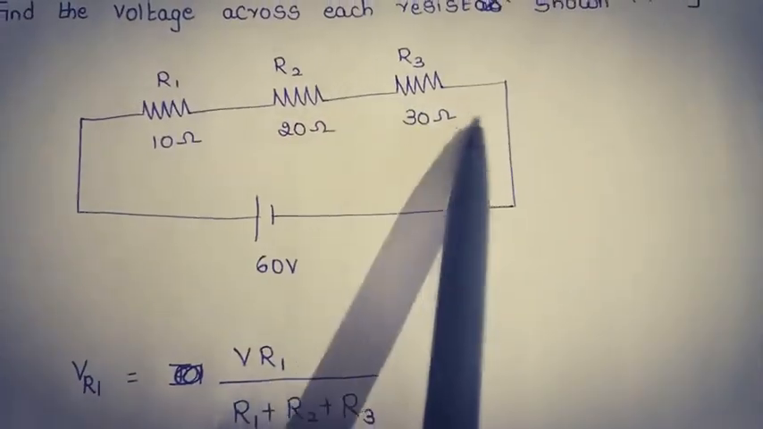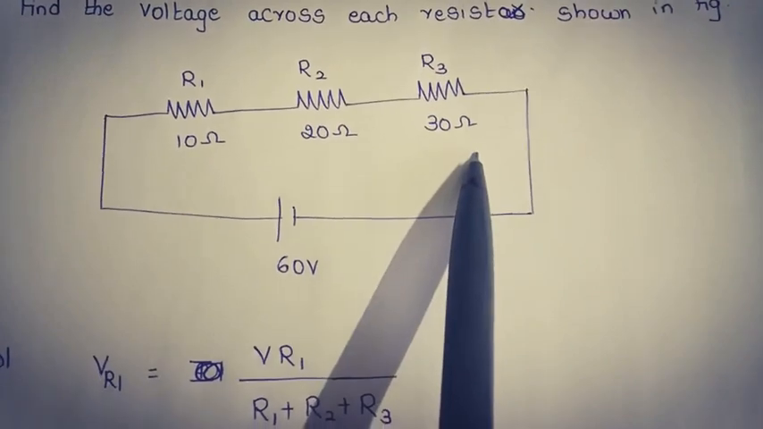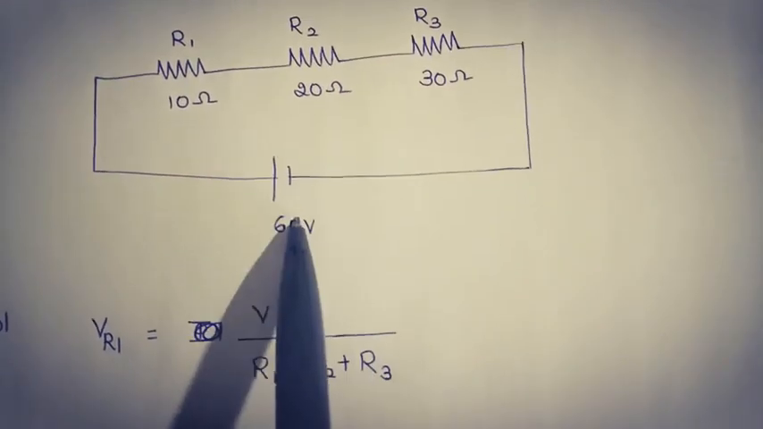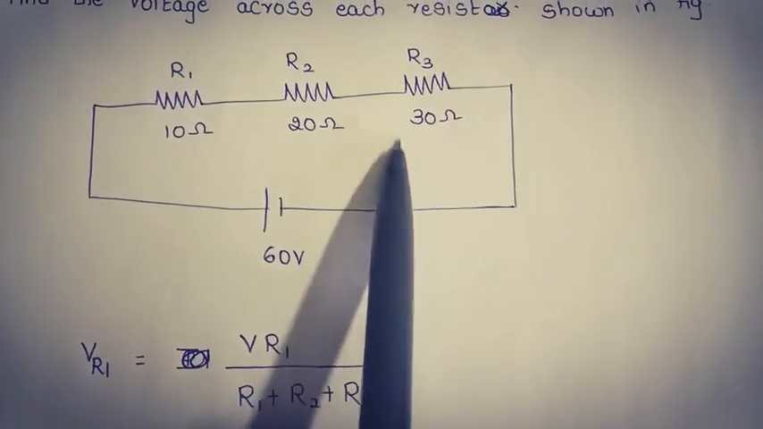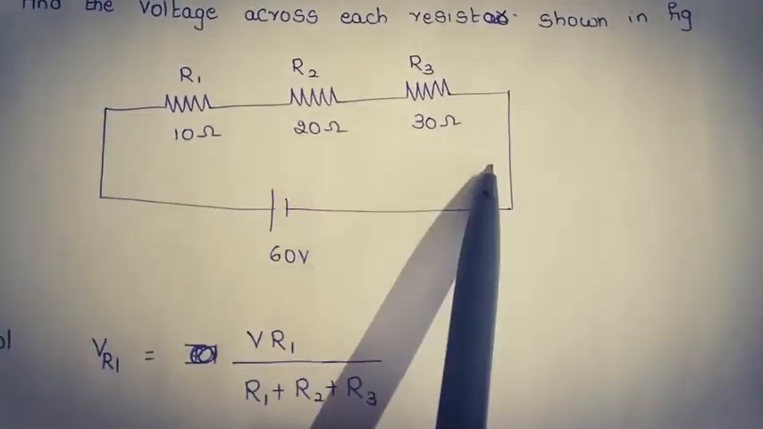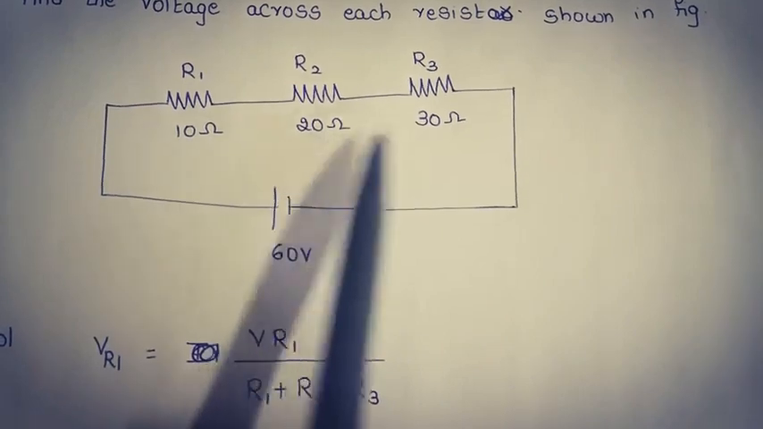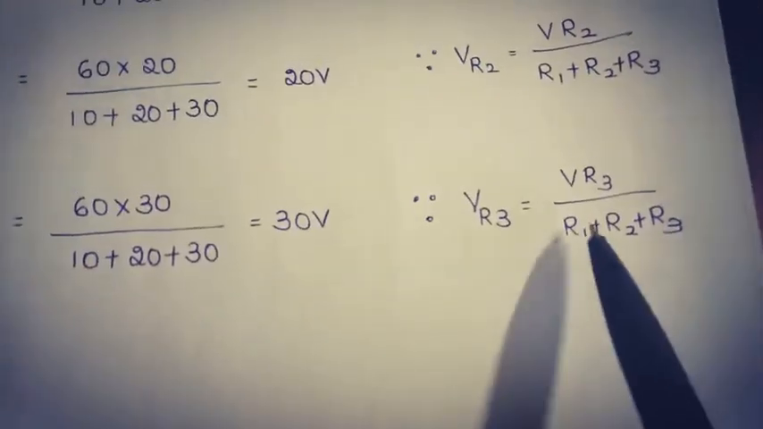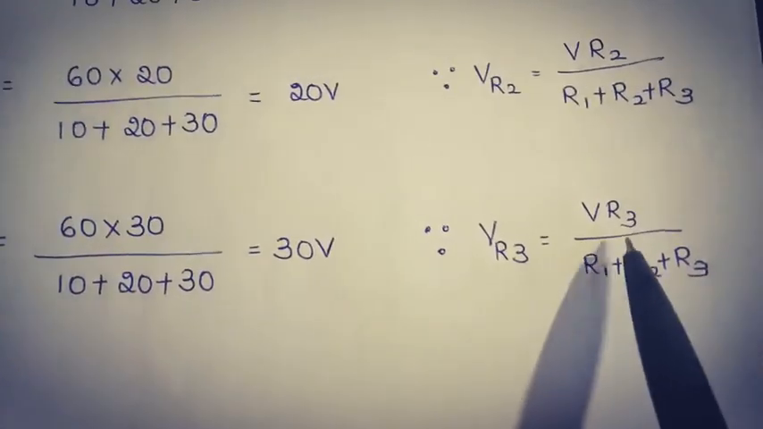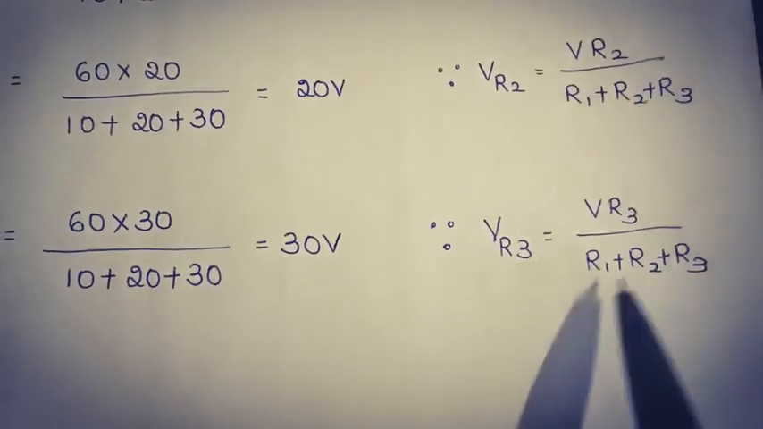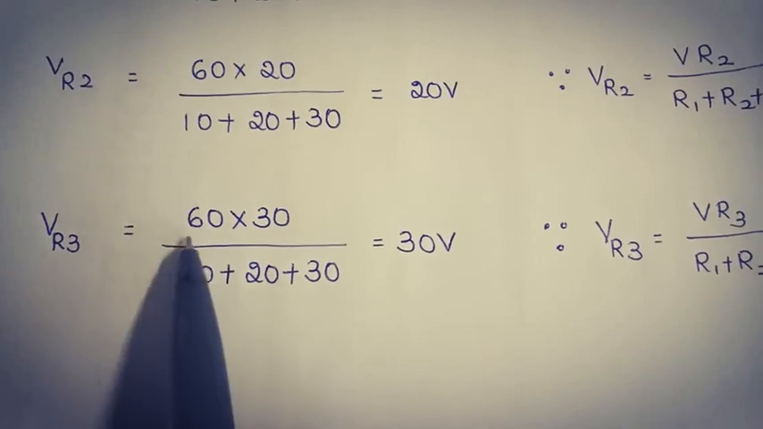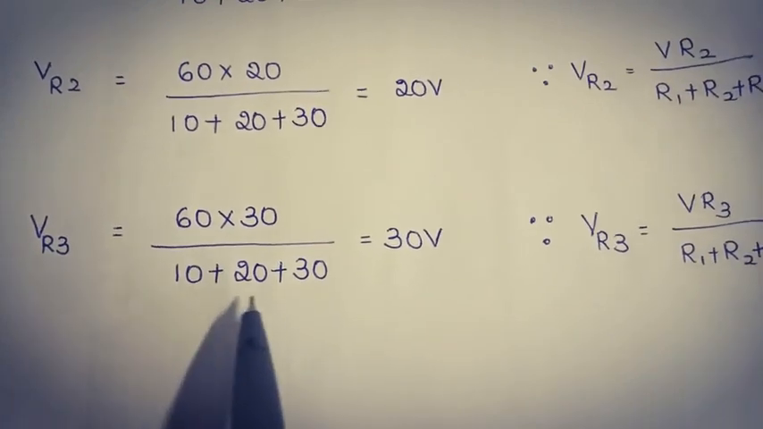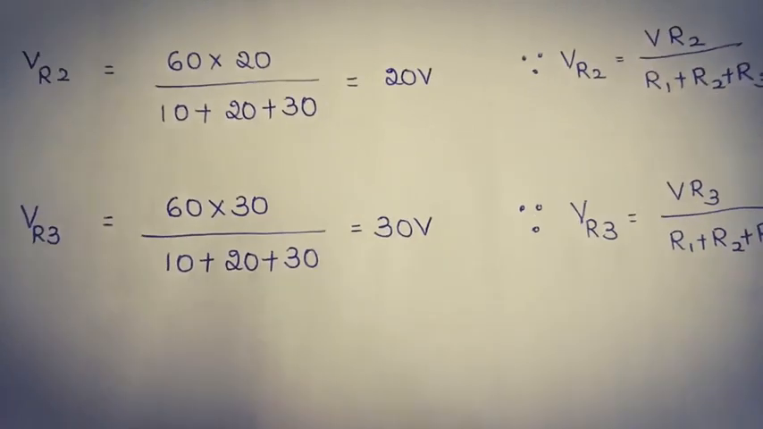Next, we need to find the voltage drop across the 30 ohm resistor. The formula is total voltage V into the resistance value R3 by the sum of the resistances, that is R1 plus R2 plus R3. Therefore, VR3 is equal to V into R3 by (R1 plus R2 plus R3). Therefore, VR3 is equal to 60 into 30 by (10 plus 20 plus 30), that is equal to 30 volts.